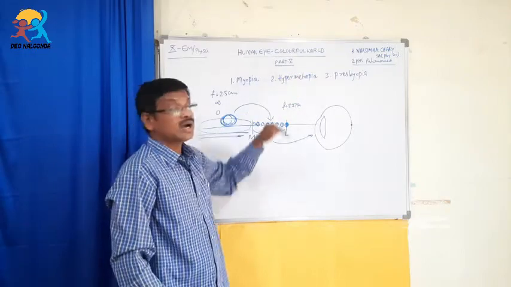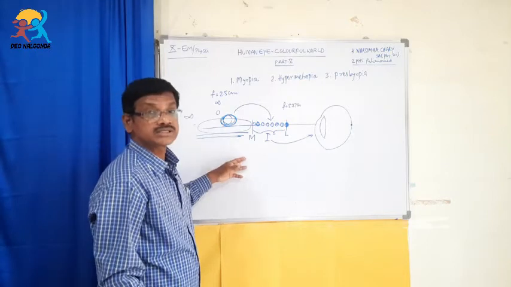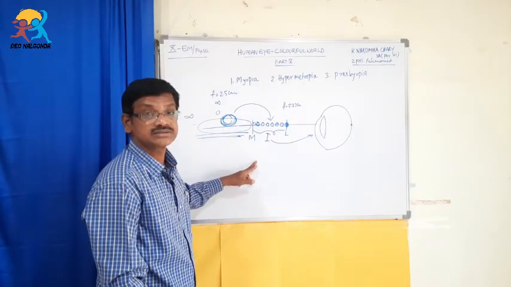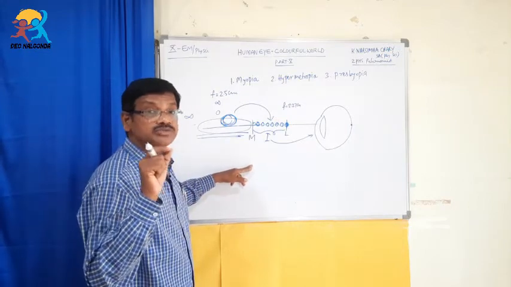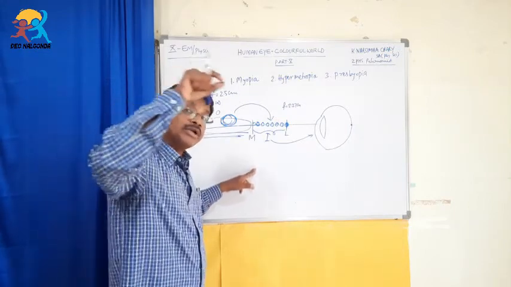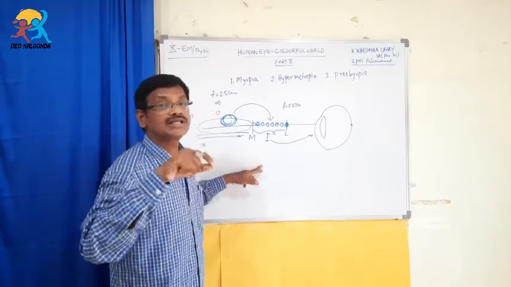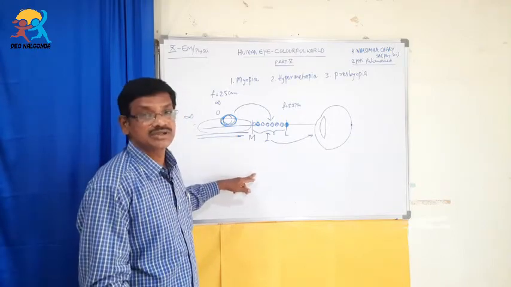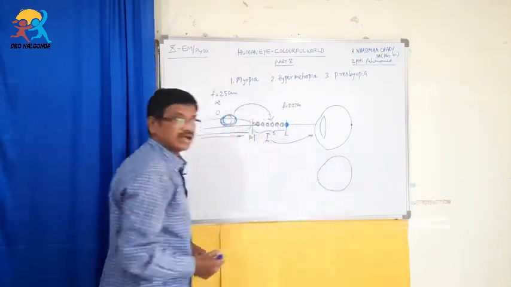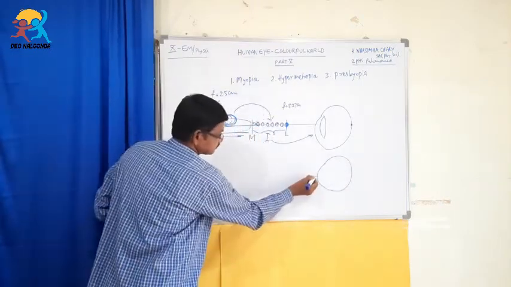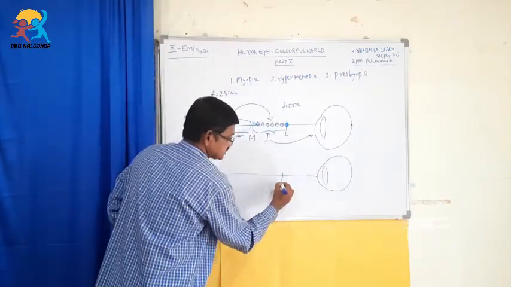Next, coming to hypermetropia. Hypermetropia is known as far-sightedness. Far-sightedness means people can see objects at longer distances, but cannot see nearby objects. For example, drawing the corresponding diagram for the eye defect, least distance of distinct vision.